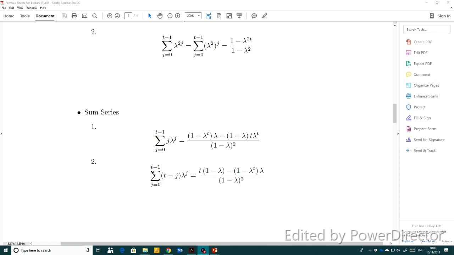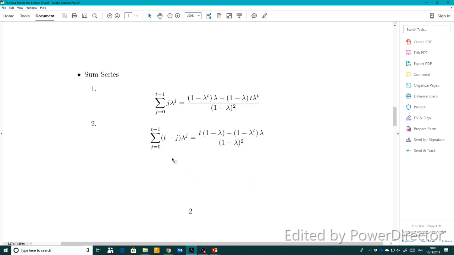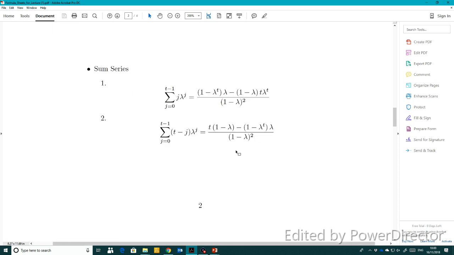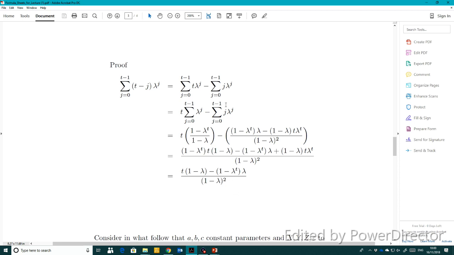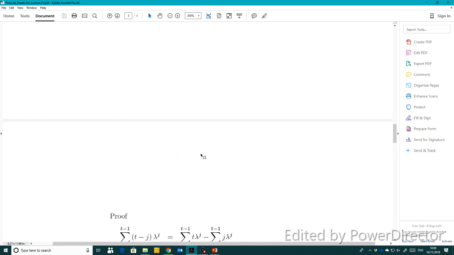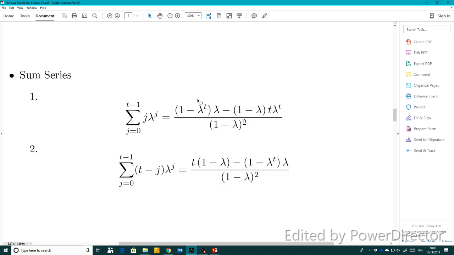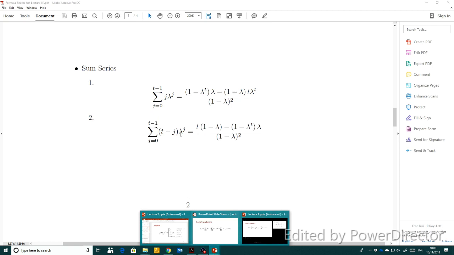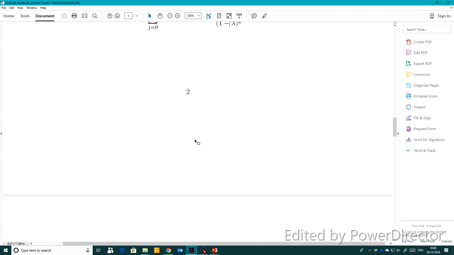Now if you go to your formula sheet, you will see that I added two sum series. One is the sum of j lambda j from j equal to 0 to t minus 1, and it is equal to this. And the other one that I added is the sum of t minus j lambda j from j equal to 0 to t minus 1, which is given by this formula that you see in front of you. And here is the proof of how to prove that this is equal to that, in case anybody is interested. However, I'm expecting you to know these, and therefore I'm not going to go through the details. If you have any concern about the proofs, you can come to my office hours.